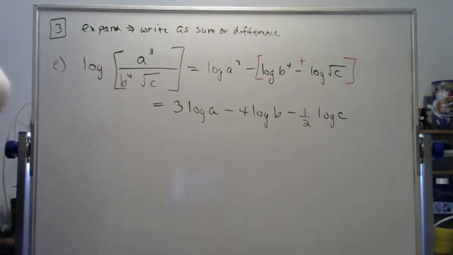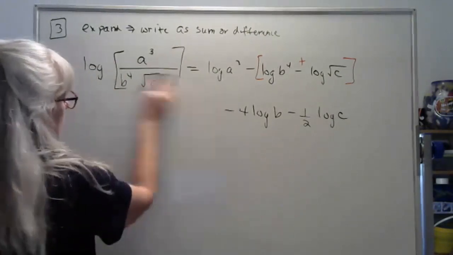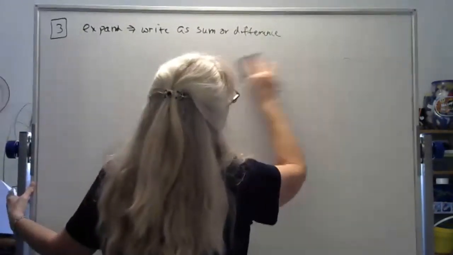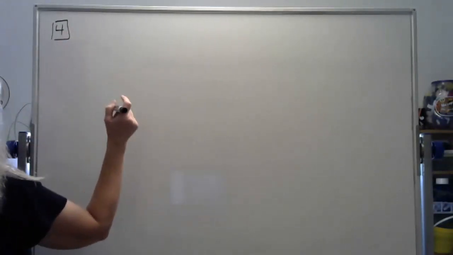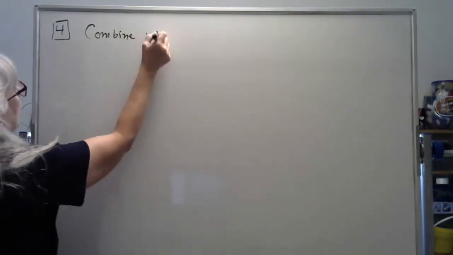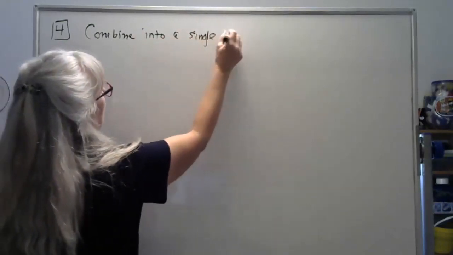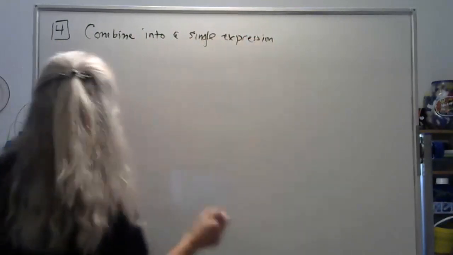Okay, now we got to go the other way. So this is really the practice we need for Monday's lecture. So now we're going to take a bunch of expressions and condense or combine them into a single logarithm. This is an example. So example 4 says, use the laws of logarithms to combine into a single expression.